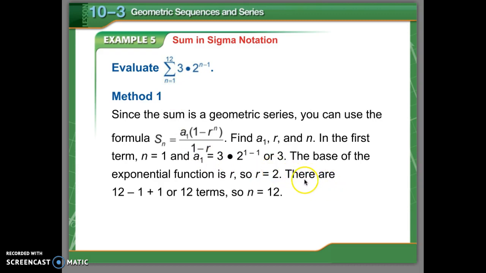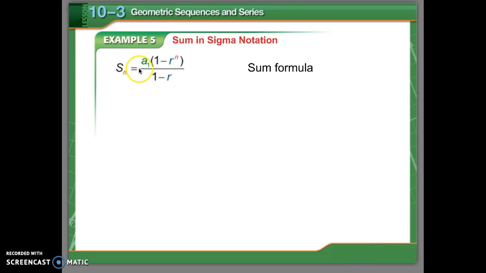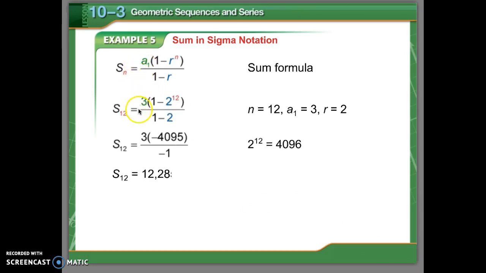And the r is 2, the ratio. That's the common ratio right here. And there's 12 terms because you're going from 1 to 12. So based off that, plugging the information into the formula, simplifying down, you get that the sum is 12,285.